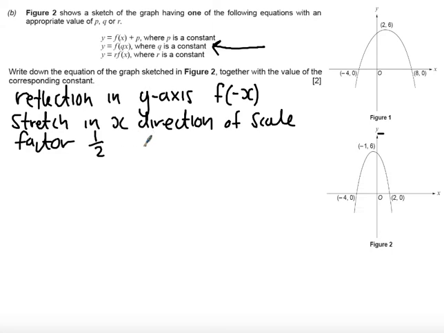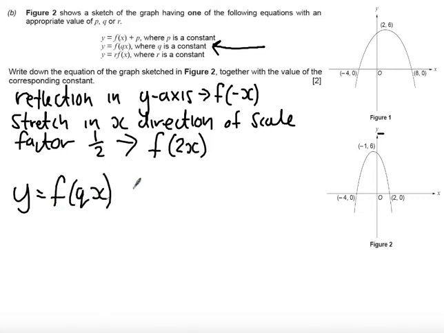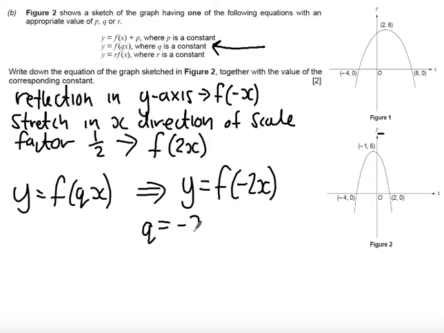Now remember that for an x, the numbers used inside the transformation are an inverse, so instead of it being f of 1/2 x, it is in fact going to be f of 2x. So this means our equation is going to be y equals f of qx, and we're just going to combine these 2 transformations so that we actually get y equals f of -2x. So in other words, q equals -2.